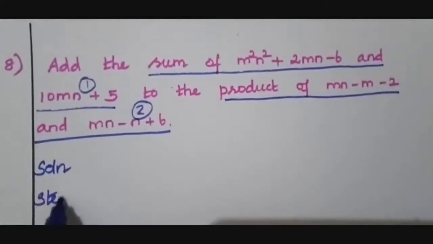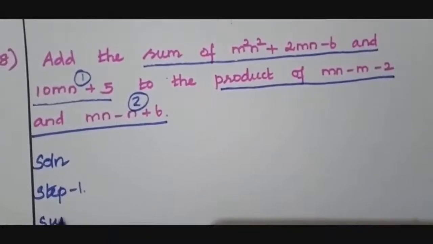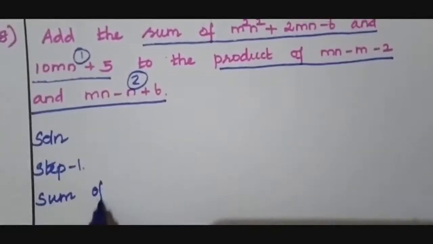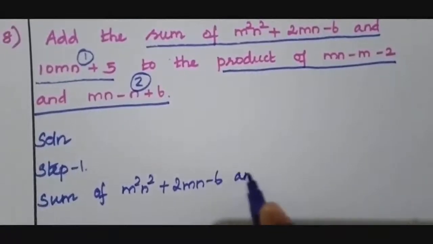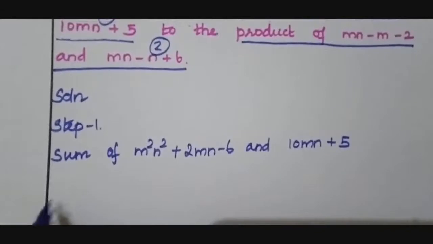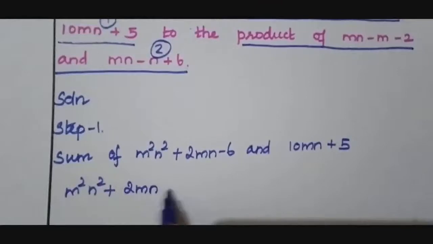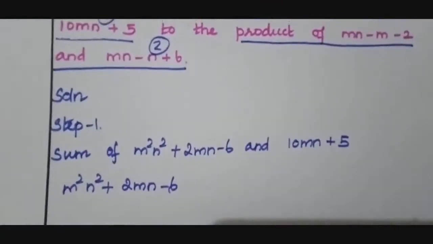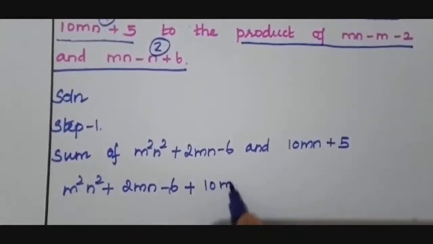Step 1. Sum of m square n square plus 2mn minus 6 and 10mn plus 5. M square n square plus 2mn minus 6 plus 10mn plus 5.